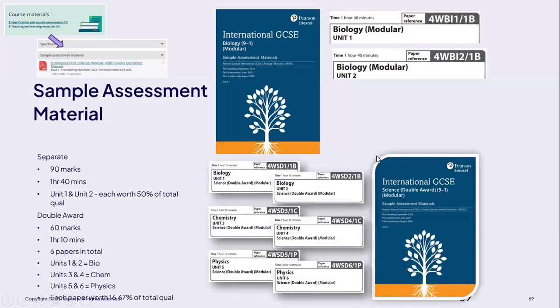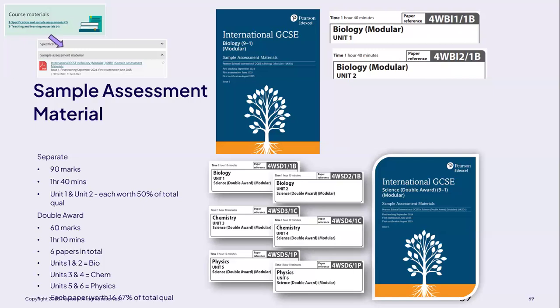So this gives you the access to the sample assessment material. There are now some past exam papers as well, but because it's a fairly new course, they are only just becoming available. But the sample assessment material available online enables you to give your students experience of the type of exam papers that they will be taking.